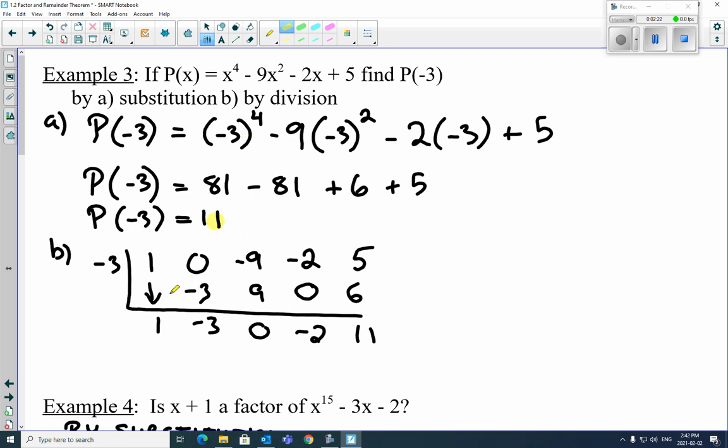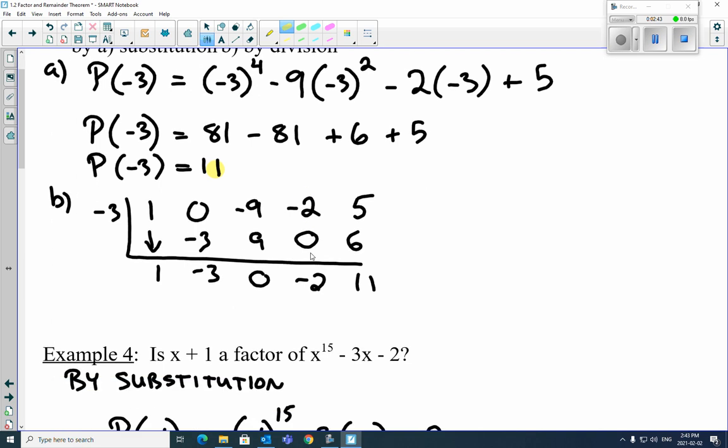Okay. Or you could use synthetic division. Now, with synthetic division, you've got to be careful. We were missing the x cubed, so we need to have that 0 in there. So we do all the coefficients, 1, 0, negative 9, negative 2, 5. We're plugging in the negative 3 here. We end up with the same remainder of 11. So is that a factor of that polynomial? No, because we don't end up with a remainder of 0.